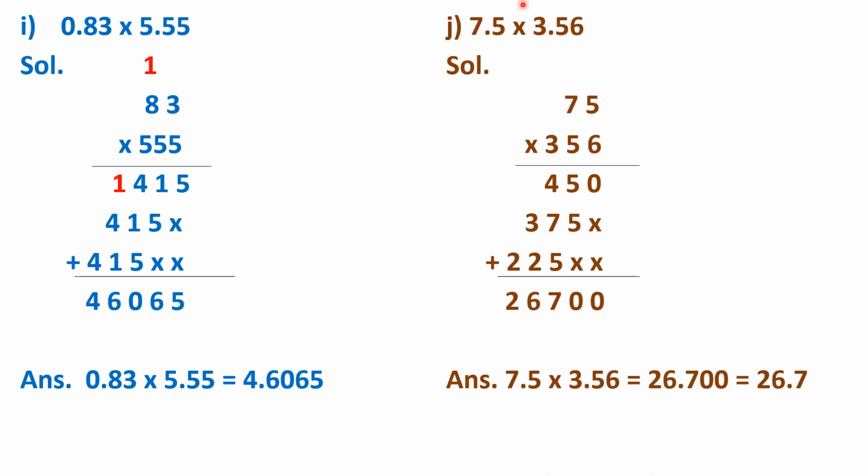Similarly, we have done this one also. We have removed the decimal, then we have multiplied, then we have counted the number of digits in both the numbers. And then from the right hand side we will count that many digits and then we will put the decimal. So the answer is coming here 26.7.